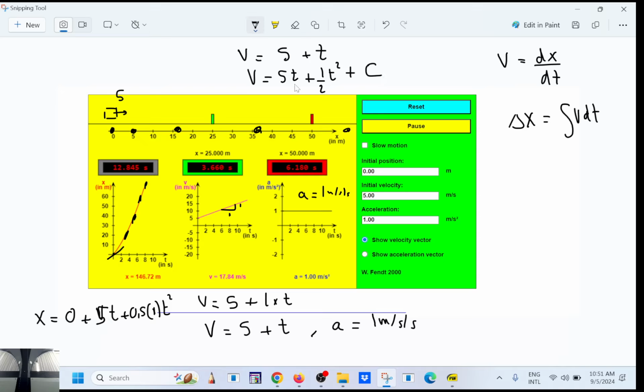So at t equals 0, that will be your initial velocity. And so c will be the initial, no, that's x, right? So c will be the initial position, right? So that's how we get this equation. Don't panic, we're going to get to that. Is that clear?